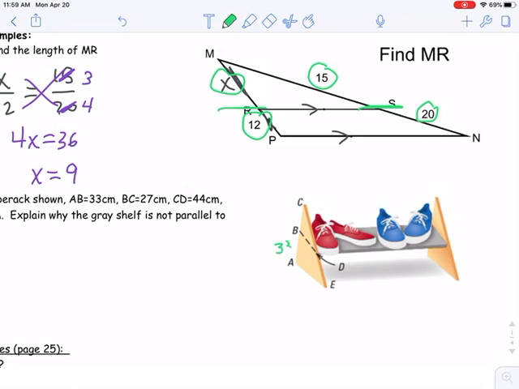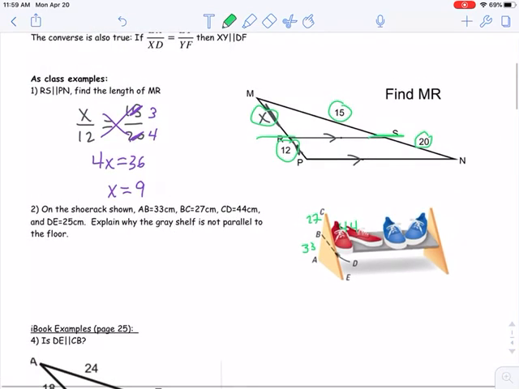AB is 33. BC is 27. CD is 44. And DE is 25. So we have a shoe rack. You can see this shelf part of the shoe rack divides this triangle into these measurements. Explain why the gray shelf is not parallel to the floor. This is like proof by contradiction. You're going to prove that it doesn't work, so it can't be true.